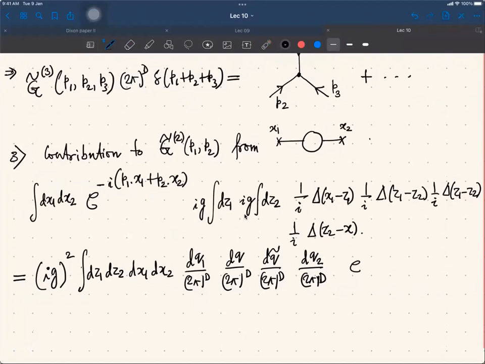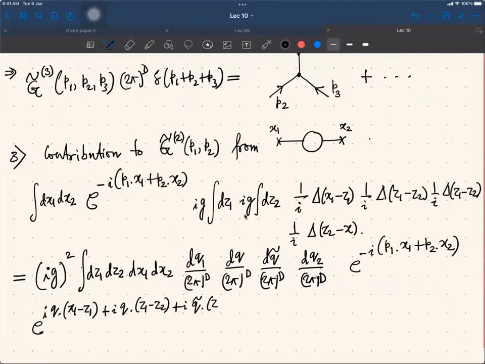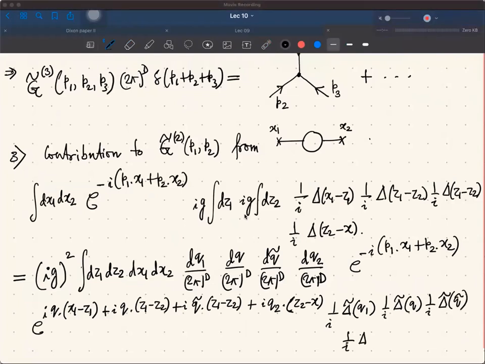Then you have e to the power minus i (p1 dot x1 plus p2 dot x2), and then the phases in the propagators, which are given by e to the power i q1 dot (x1 minus z1) plus i q dot (z1 minus z2) plus i q tilde dot (z1 minus z2) plus i q2 dot (z2 minus x2), and the corresponding propagators in momentum space: 1 over i delta tilde q1, 1 over i delta tilde q, 1 over i delta tilde q tilde, 1 over i delta tilde q2.